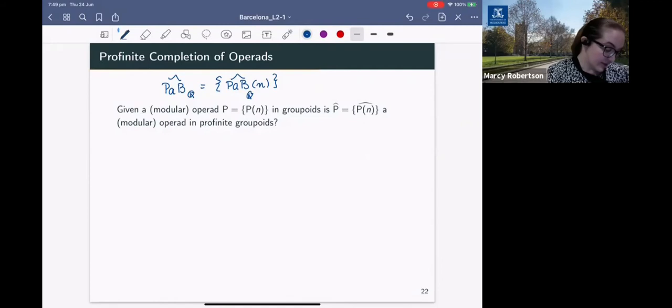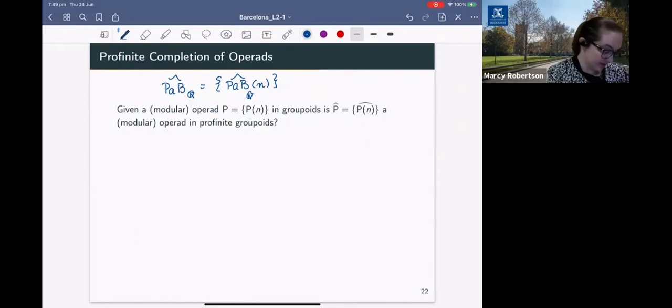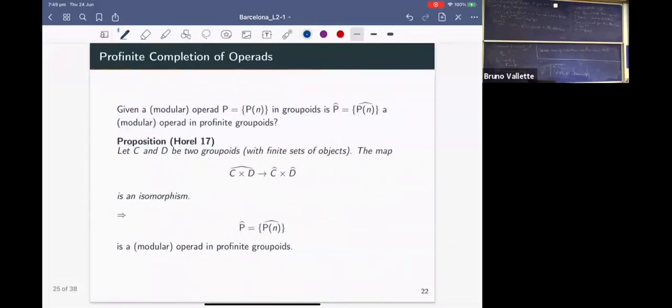So if you take an operad in groupoids, a modular operad in groupoids, and this is true for operads as well, that's why this is in parentheses, and you could also throw cyclic there, is the profinite completion of the operad still a modular or cyclic, etc. operad in profinite groupoids? Okay. And we have a theorem of Geoffroy's that says the answer is yes.